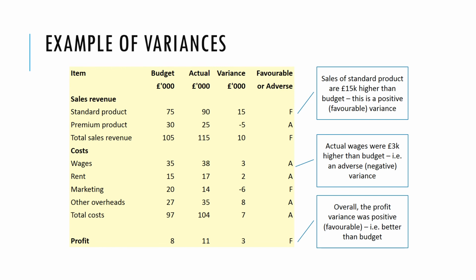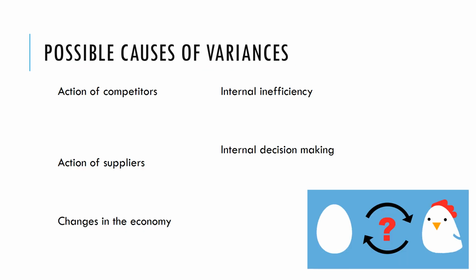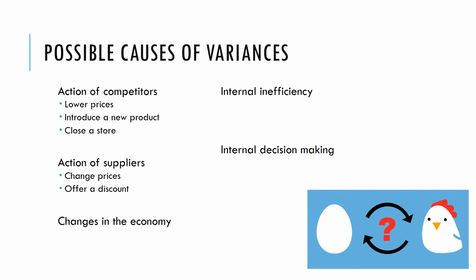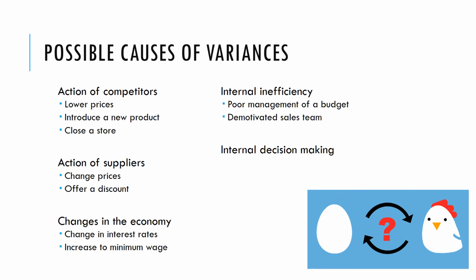And that's adverse and favourable variances. So what might cause a variance? What might cause a difference between what's planned and what actually happened? Well, the competitors' actions might impact it, or maybe something to do with suppliers where they've changed their prices, or general changes in the economy, or maybe it's a problem internally. The team itself hasn't been very well motivated or hasn't been managed well, or maybe the internal decision making hasn't been quite right. So these might be some causes of variances.